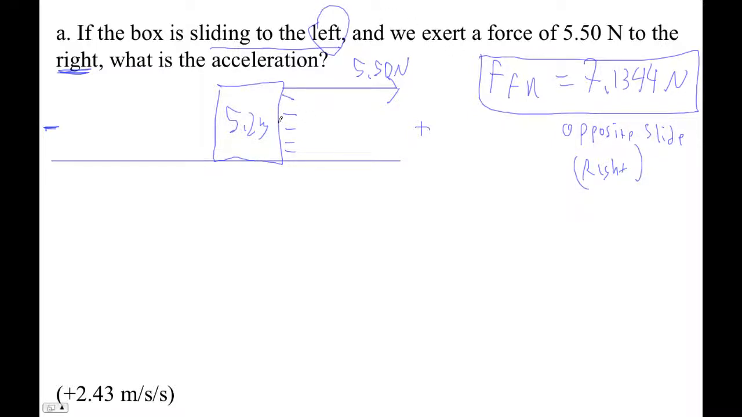So I'm going to draw a picture of that guy too. Okay, so 7.1344, right? And that's going to be a positive force. That'll be a positive force. The question is, how does this box slide to the left if all the forces are acting to the right?